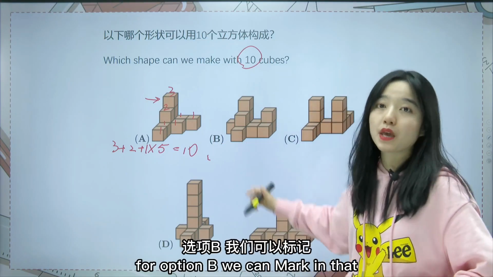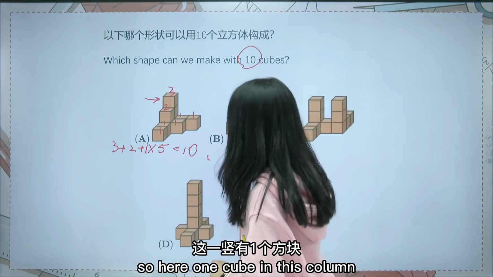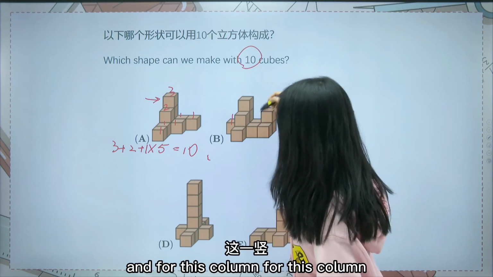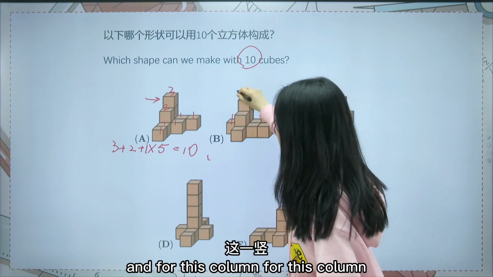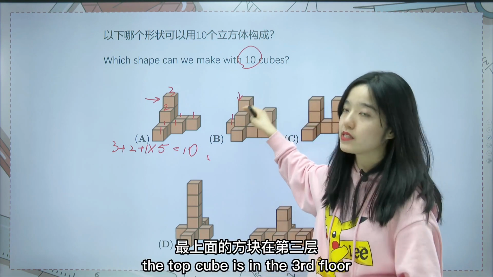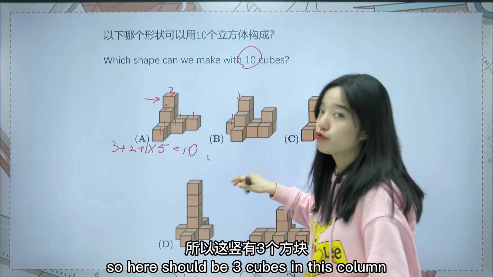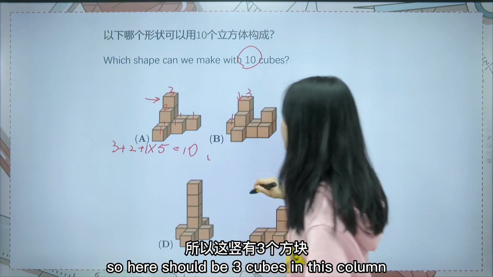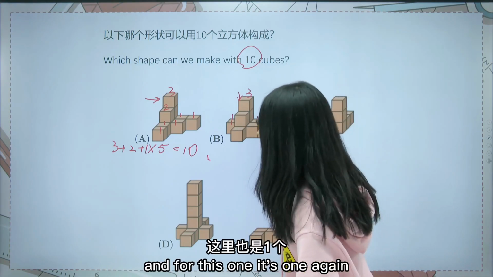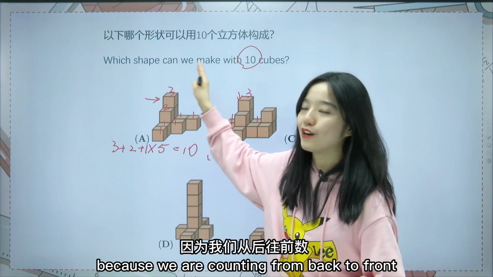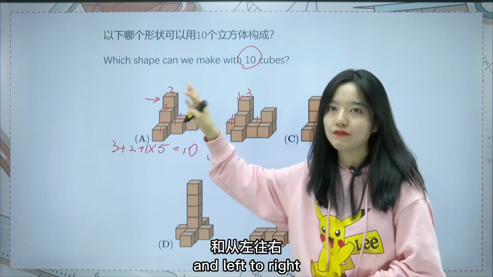For option B, we can mark it now. So here, 1 cube in this column, and for this column, the top cube is in the third floor. So here should be 3 cubes in this column. And for this one, it's 1 again, because we are counting from back to front and left to right.